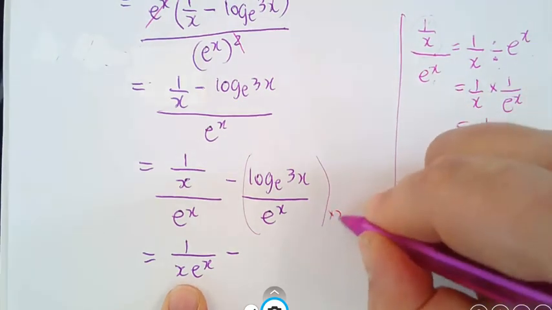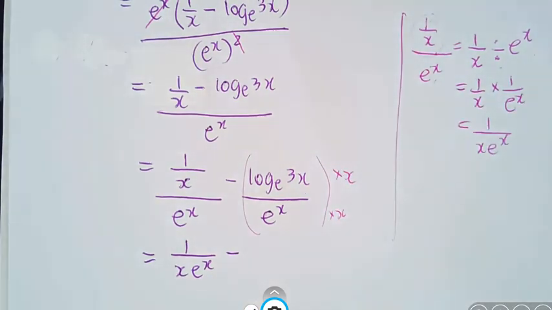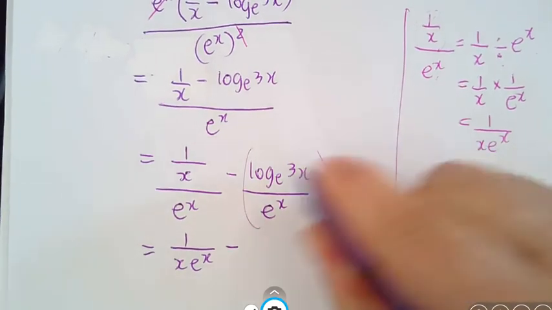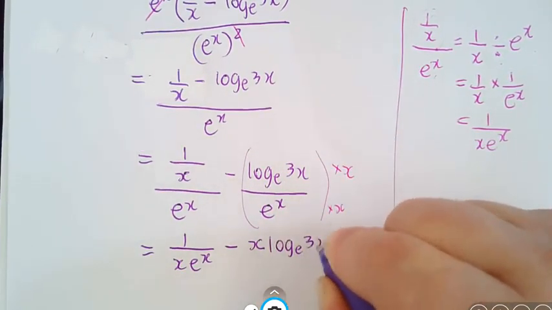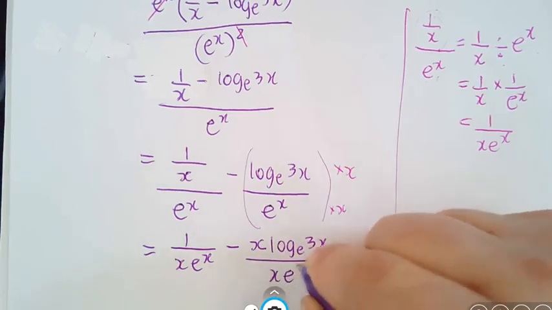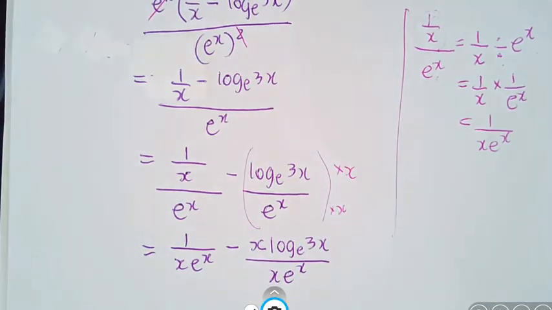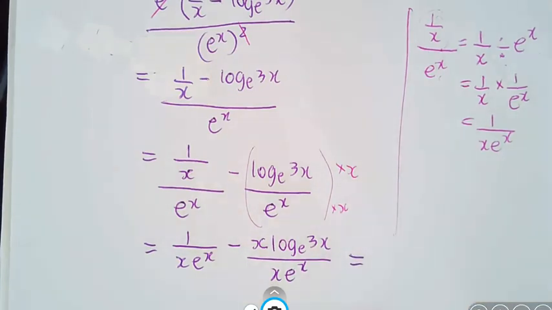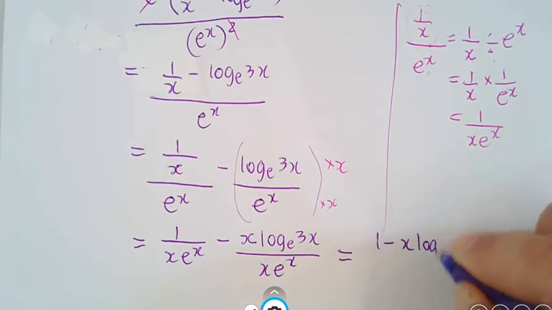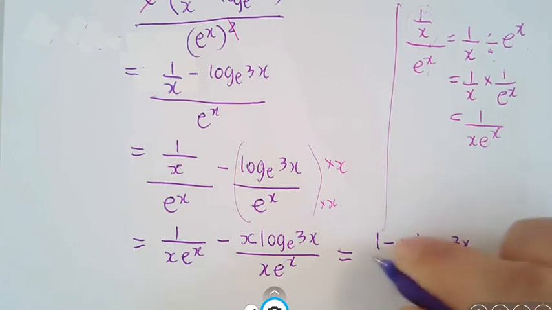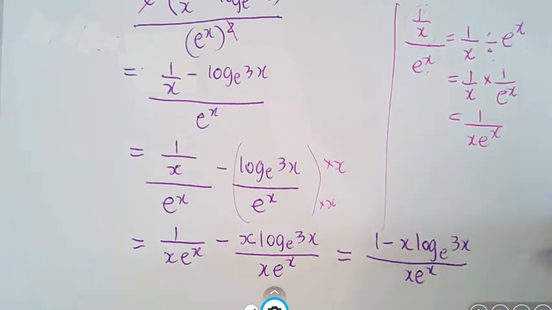So I'm just going to go times x over x. I'll put the x in the front, minus x times log to the base e of 3x over x e to the x. And now I can write it with one denominator. So it's 1 minus x times log to the base e of 3x over x e to the x.